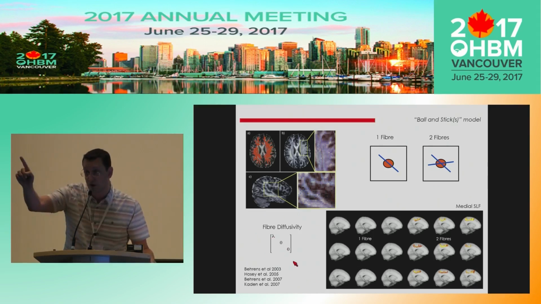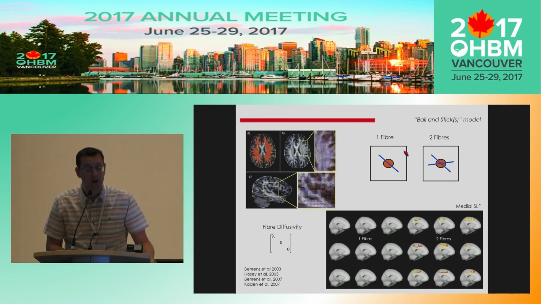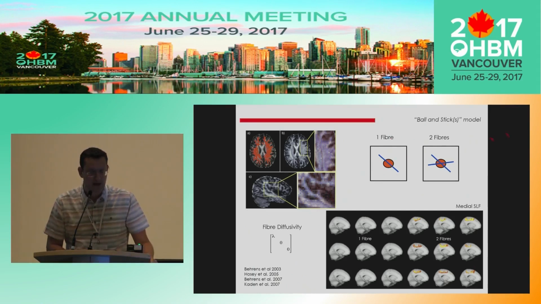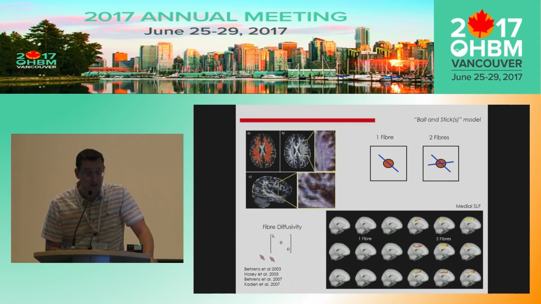So we have diffusion only in one direction. And then we have an isotropic component, just the ball. So there is no actual tensor at all, it's just one single diffusivity. So if you have that, you have a ball and stick model. If you want to add another fiber, you just add another compartment like that.